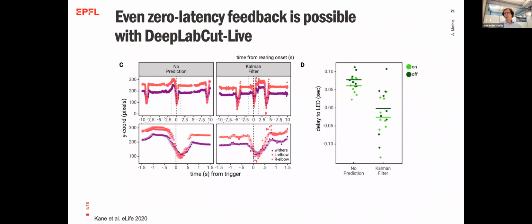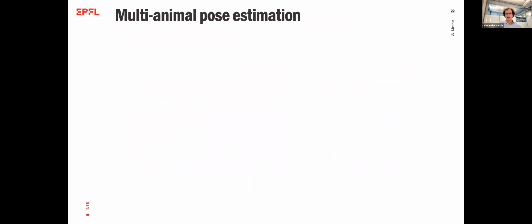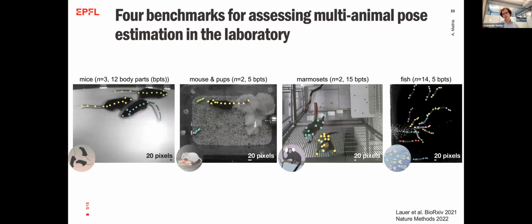Okay, so with that, I would briefly talk about multi-animal pose estimation. Here, what we have recently done is we just published a paper in Nature Methods that is an update to DeepLabCut. And in that paper, there are a few contributions. One of them is that we collected 4 different benchmarking data sets for multi-animals.